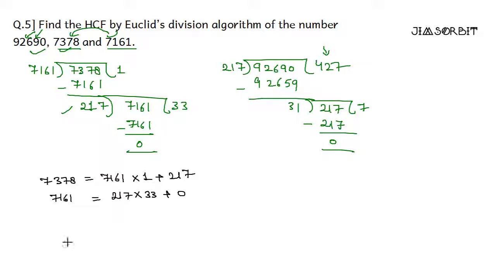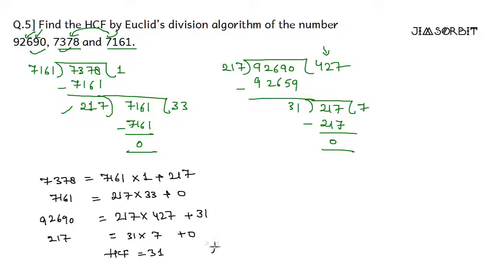So you continue with this 92690 divided by 217 multiplied by 427 plus 31 is your remainder. Then take 217 and divide it by 31, you get 7 plus 0. This is your final answer. So your SCF is 30. This is your answer. Please do understand, this is a very important question.